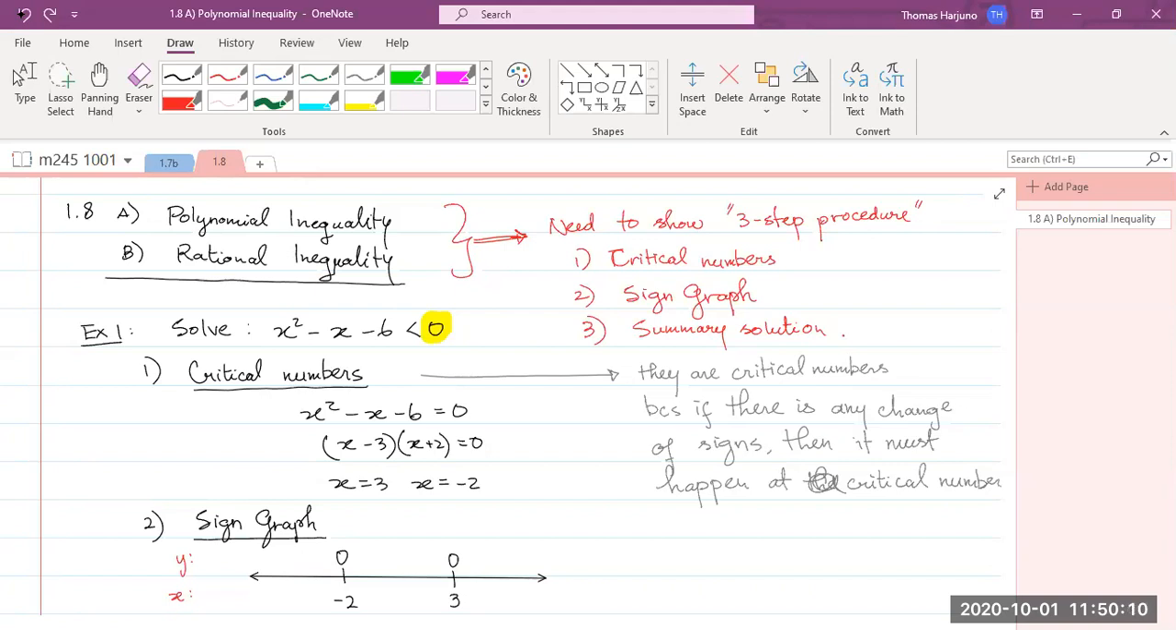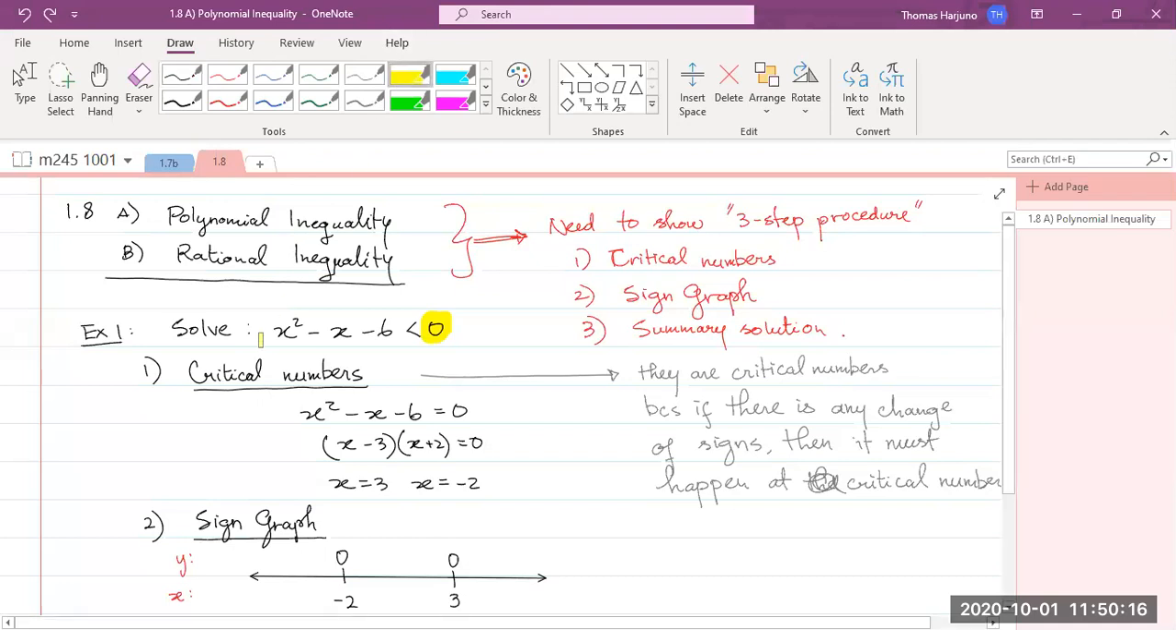Okay. Now coming back to this algebra, I just try to explain why they call them critical numbers. It's critical because if there's any change of sign, it must happen there. It doesn't imply, however, that if you have a critical number, then there must be a change of sign. No. It is possible the sign on the left-hand side here is the same as the right-hand side. It is possible. That's what we are going to check.